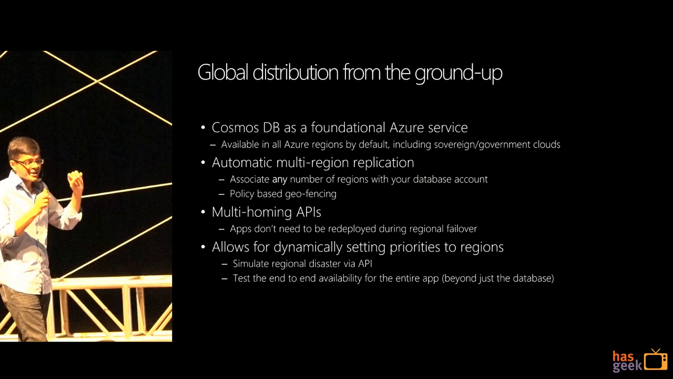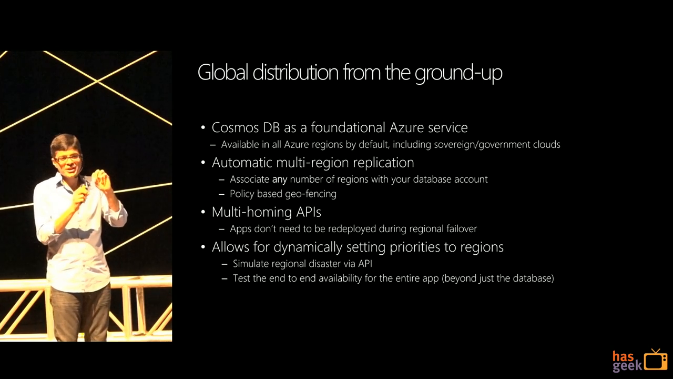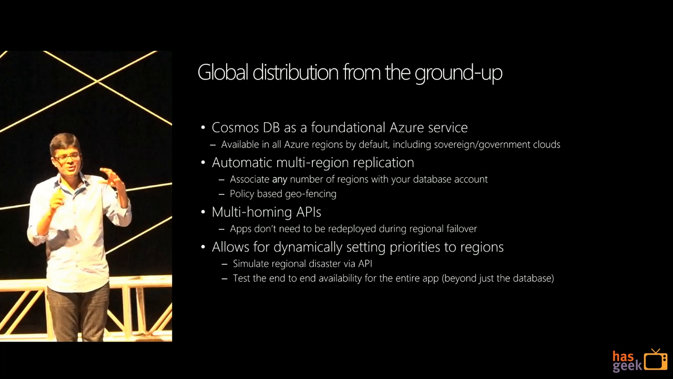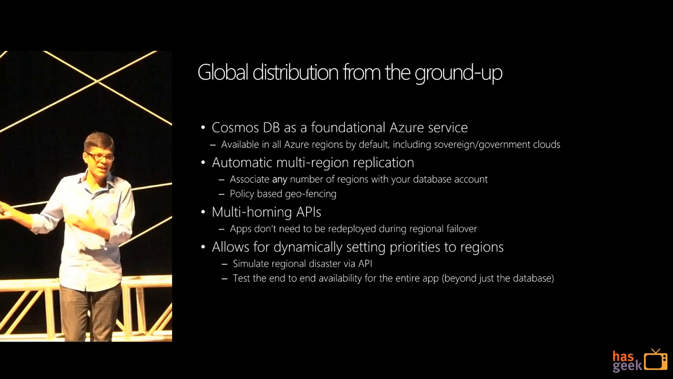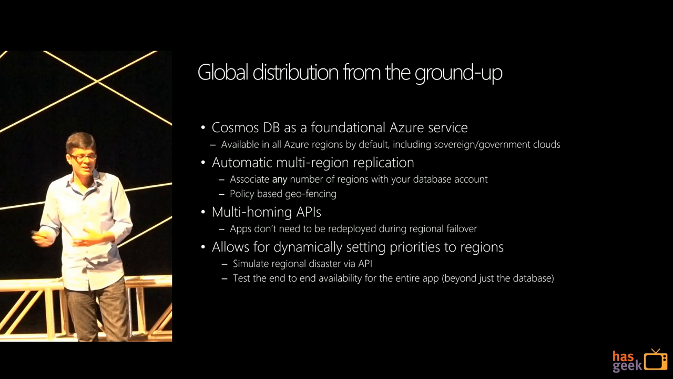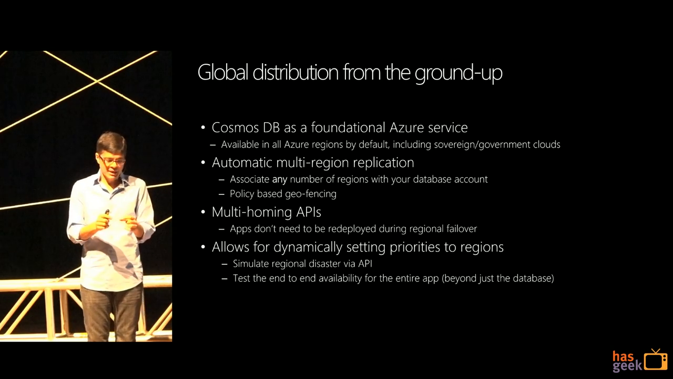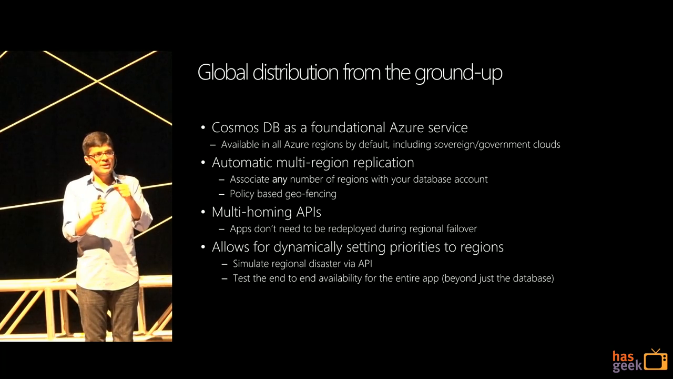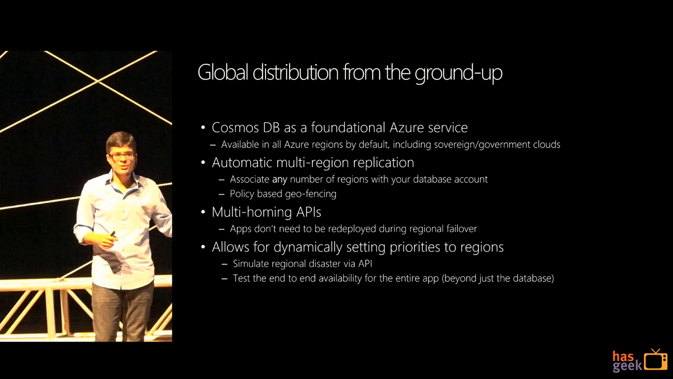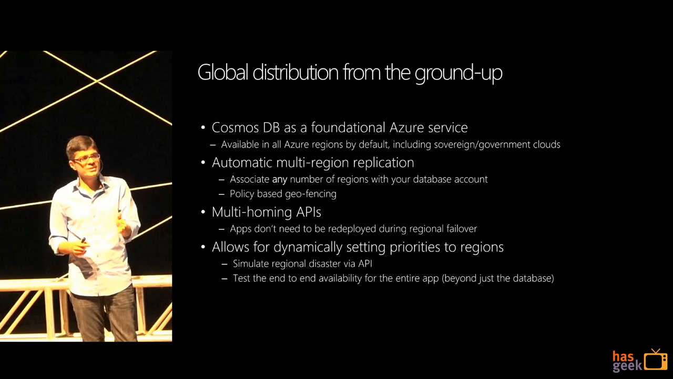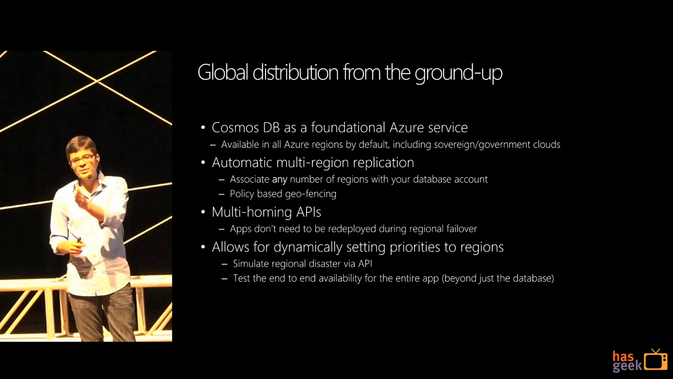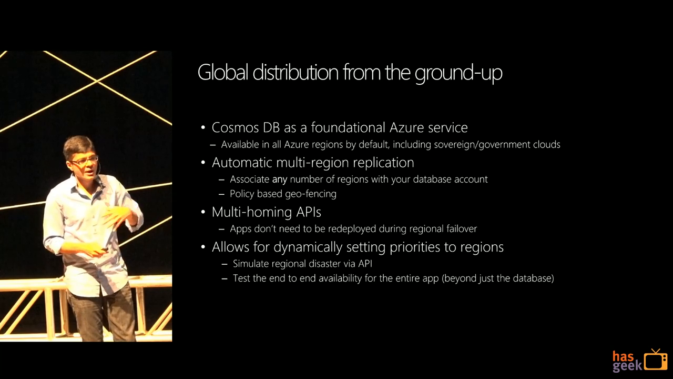You can dynamically configure the priorities of your region. So with the six Azure regions we just associated with that table in that demo app, you can add or remove regions, or set the priorities of the regions. So you can say, if US West goes down, I want you to fail over to US East. If that also goes down, I want you to fail over to Singapore or India and so on. So you can set that.